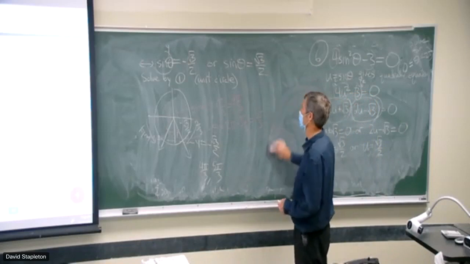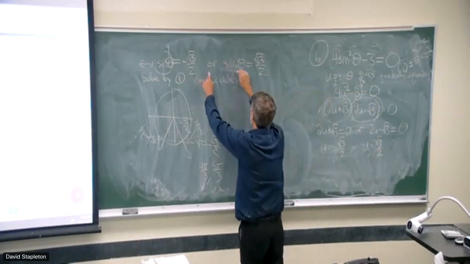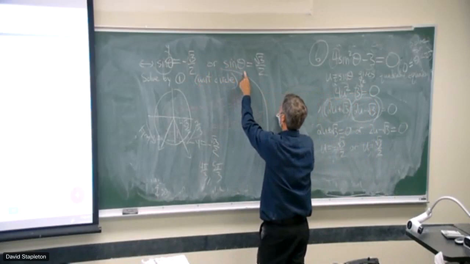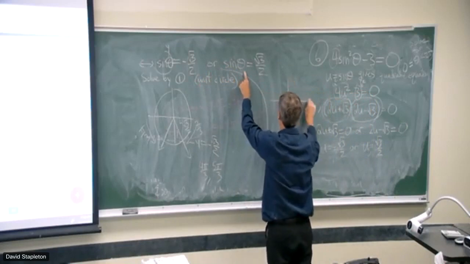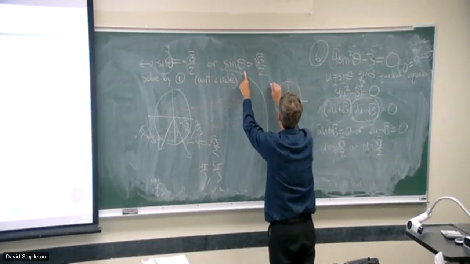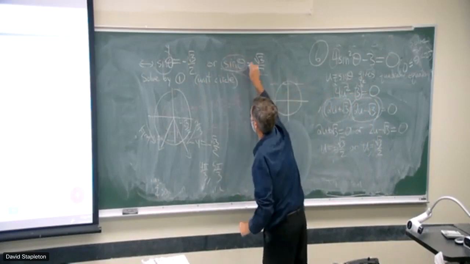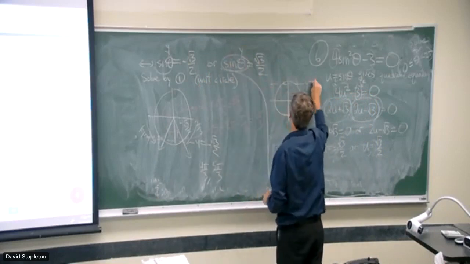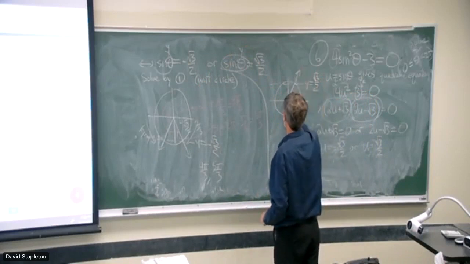I'm gonna erase this one. So that was the first case. Now I have to solve sine theta equals plus square root of 3 over 2. So I draw another unit circle for this case. Since sine is the y coordinate, I draw the line y equals plus square root of 3 over 2. And if I'm clever, I can figure this out almost instantaneously, right?